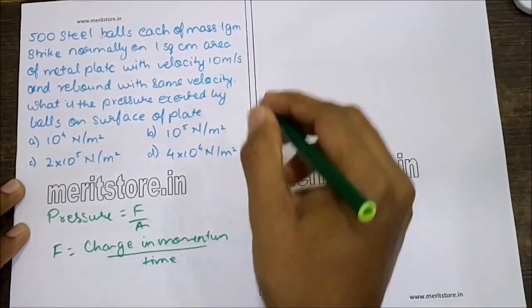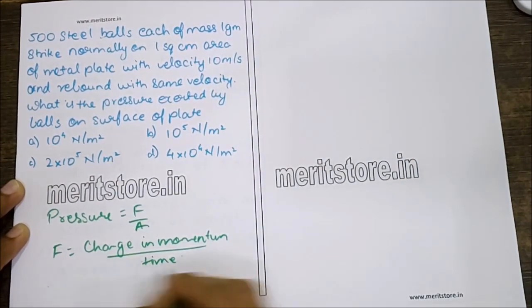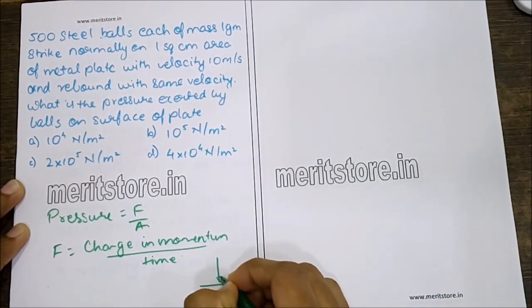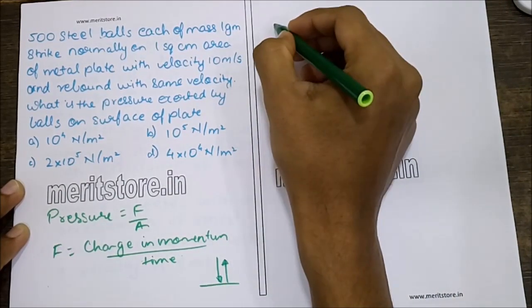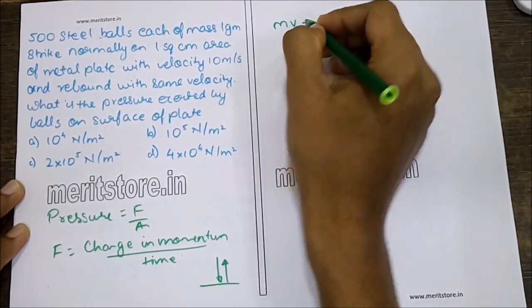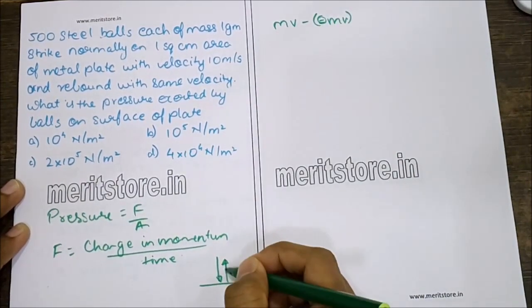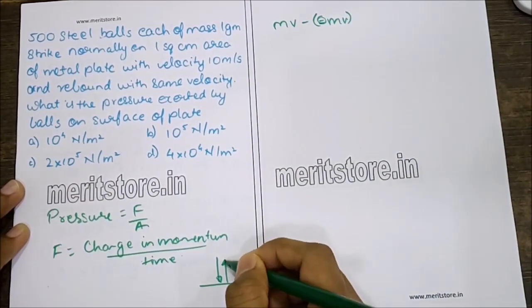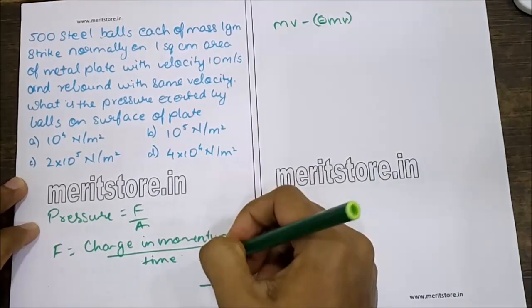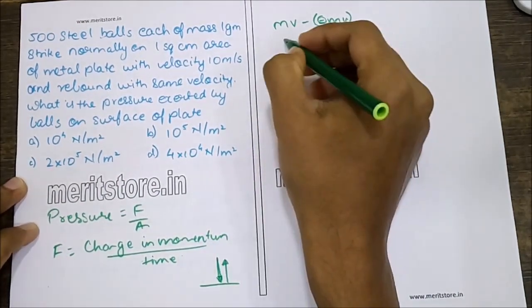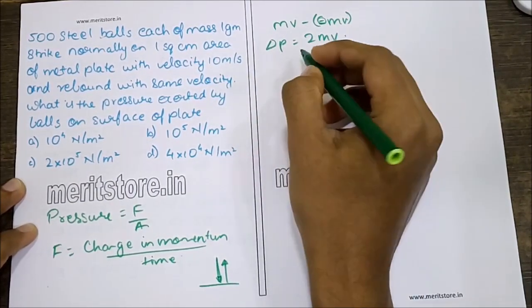Now, to find the change in momentum: since the ball strikes the plate and rebounds with the same velocity, the change in momentum would be mv minus (−mv). The negative sign occurs because the direction of velocity after rebound is exactly opposite to that of the striking velocity. Hence, the change in momentum is nothing but 2mv.